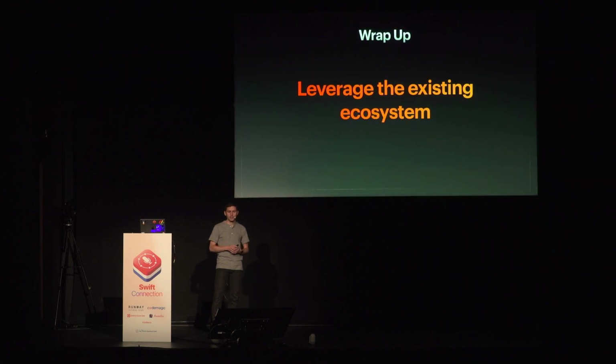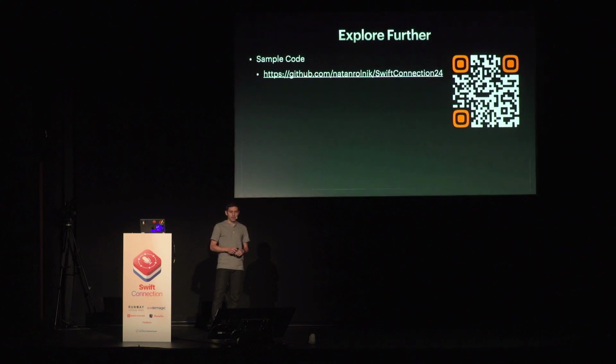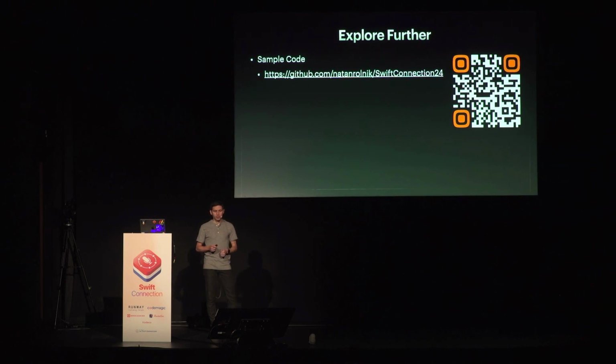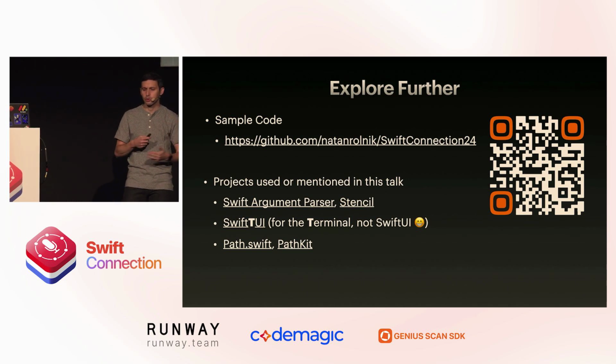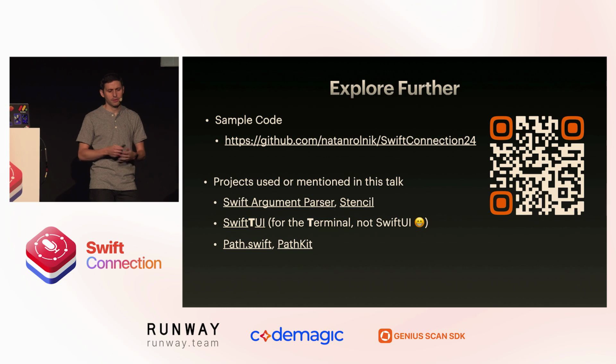And leverage the existing ecosystem. You can look for packages in swiftpackageindex.com. And that's it. I left sample code here in this repository. These are some of the projects I used here. Path.swift and PathKit you can use to better handle paths.